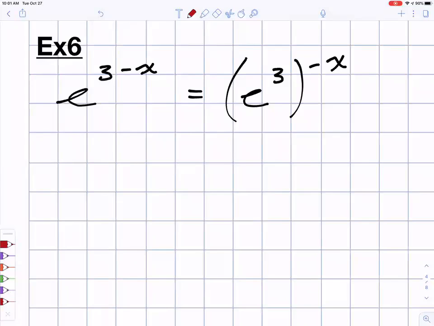Over on the right side, I'm raising a power to a power. What do I get when I multiply my powers? Negative 3x. So I've got e to the 3 minus x equals e to the negative 3x. Bases are alike. Logically, powers have to be alike. Let's set up a mini equation. So 3 minus x equals negative 3x. All right, what would you like to do? Okay, and what will you get?